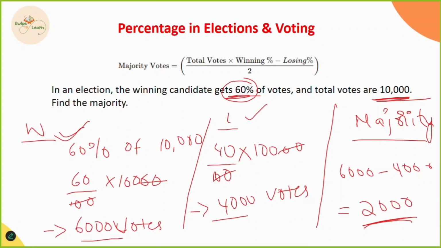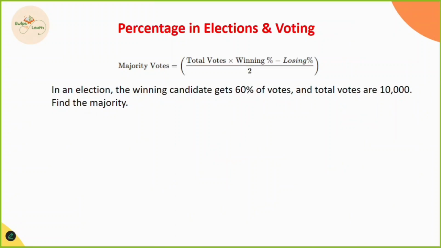So using this compound formula, you can easily calculate the number of votes won by the winning person, the number of votes got by the losing person, and the majority of the election. This compound formula is very essential in our real world examples.